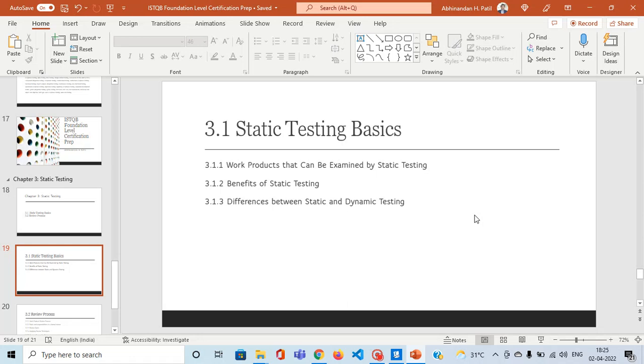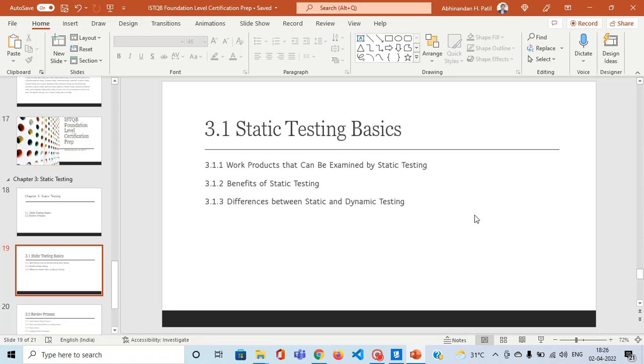So generally, in such mission critical software, before you even go for dynamic testing, which is actual execution of the software, you subject the artifacts to static testing. Okay. Now let's look at 3.1.1, work products that can be examined by static testing. What all artifacts can we examine using static testing?